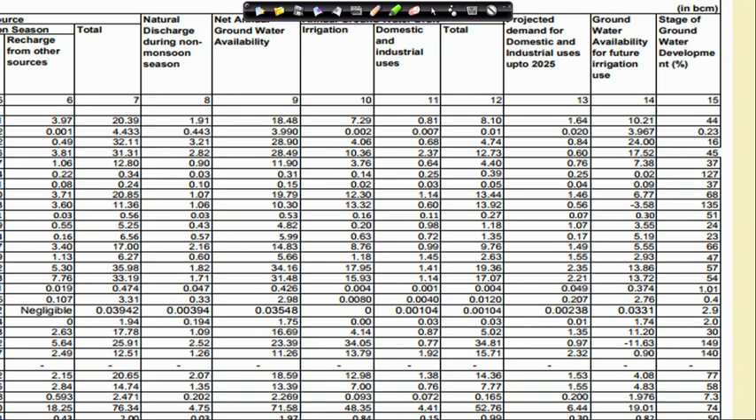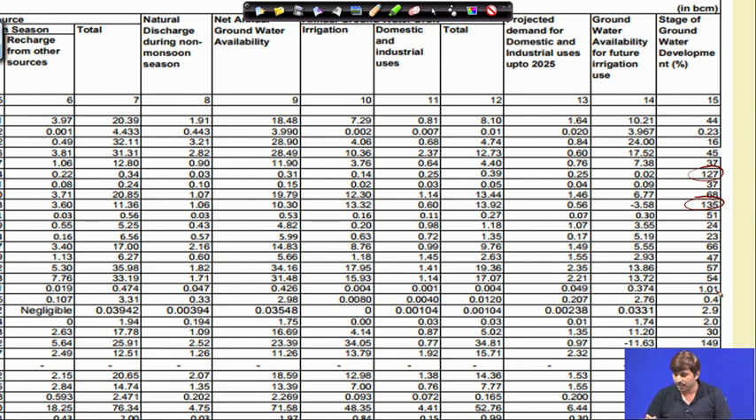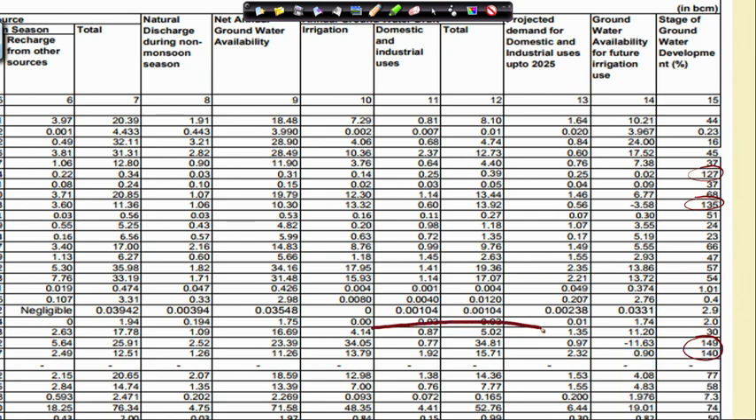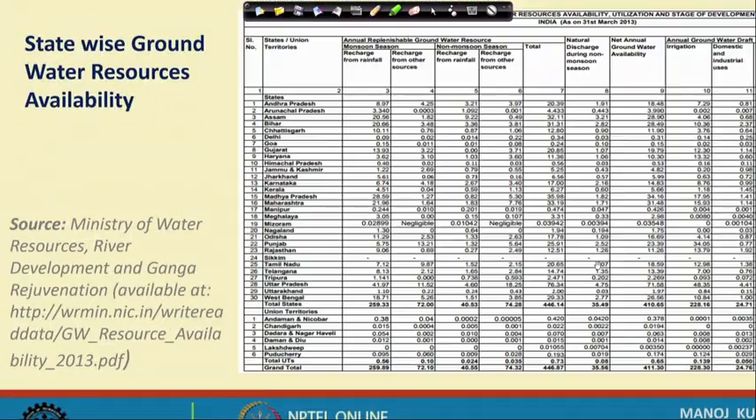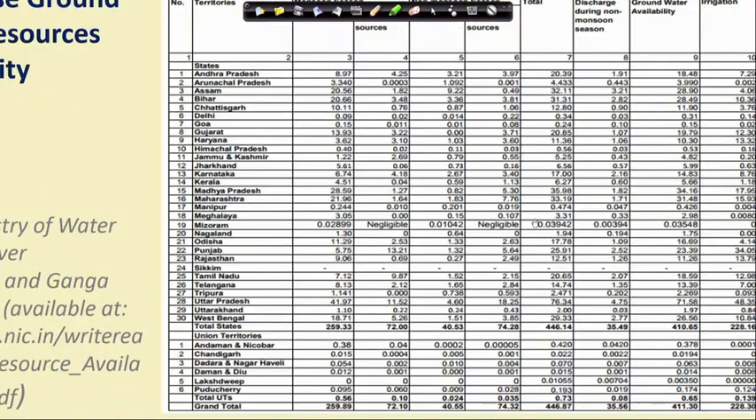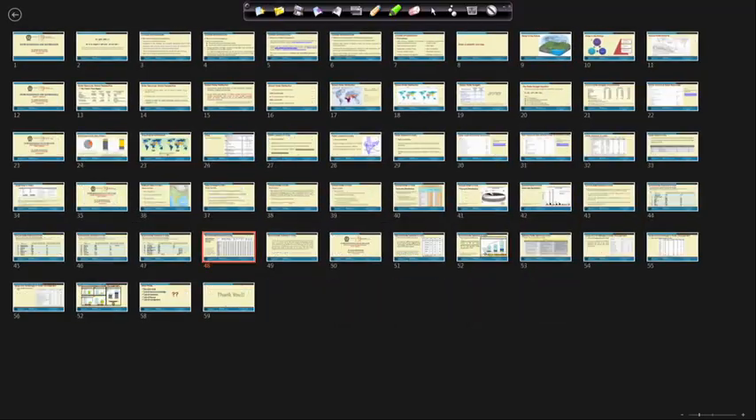There are a few states where the stage of groundwater development is actually over 100%. So, quite a few states are over-exploiting their groundwater resources, while quite a few states have not developed their groundwater resources fully. This kind of information is compiled and available. So, this is all about the availability of surface water and groundwater resources.